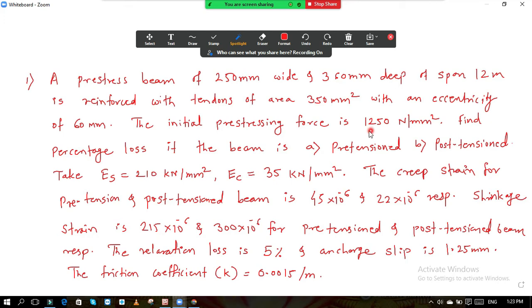The initial prestressing force, we call it PI, 1250. Find the percentage loss if the beam is pre-tension or post-tension. First we need to find all the losses for pre-tension beam, and after that all the losses for post-tension beam. The values of constants are given: ES, EC, creep strain, shrinkage strain, relaxation loss percentage, anchorage slip delta, and the friction coefficient, it is not mu, it is K value, 0.0015. So now we will move further to solve it.